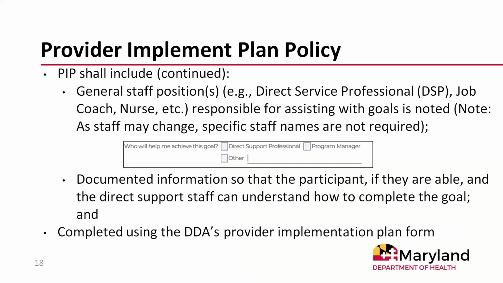The plan should also include general staff positions, such as the DSP, the job coach, nurse, etc., that's responsible for assisting the person with the goals is noted. Note that the staff name is not needed, but really we're looking at the role because we know that will change. This is a screenshot of the actual provider implementation plan form template to show that you would note how and who would be responsible for achieving those goals and measurements.